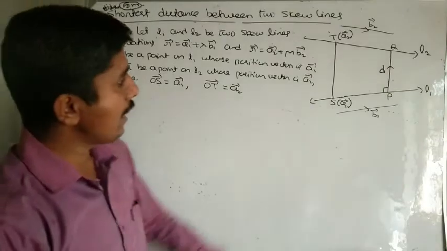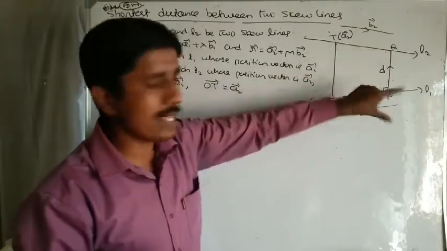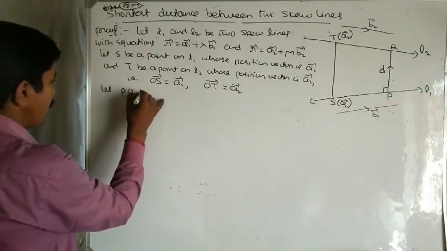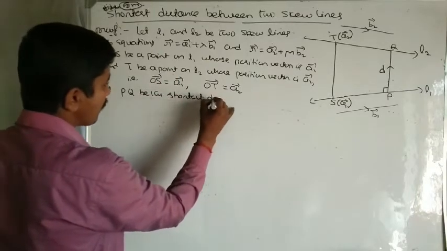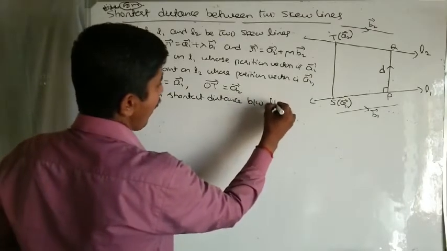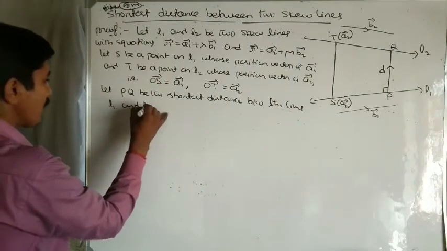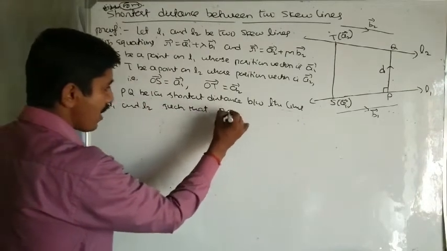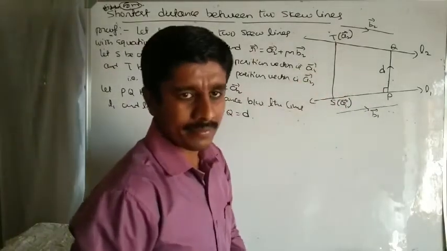Clearly, the length PQ is the shortest distance between the two lines L1 and L2. Let PQ be the shortest distance between the lines L1 and L2, such that the distance PQ is equal to D.